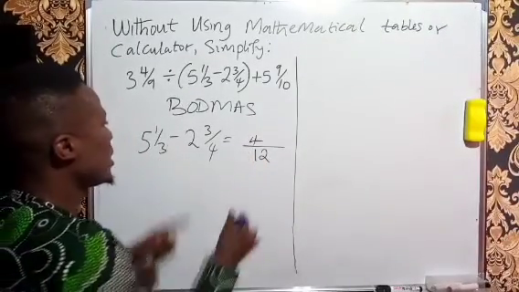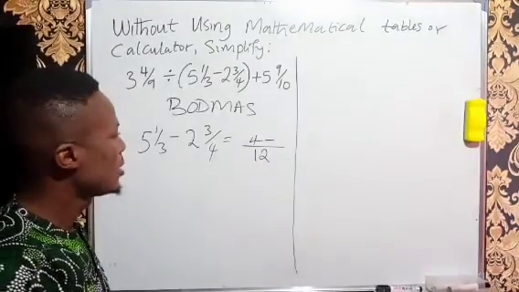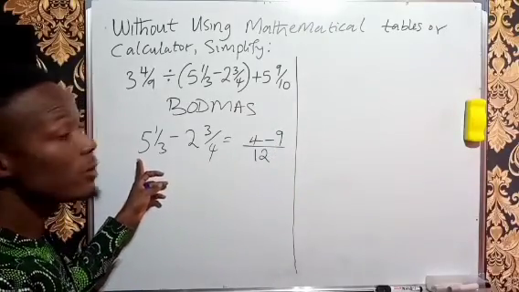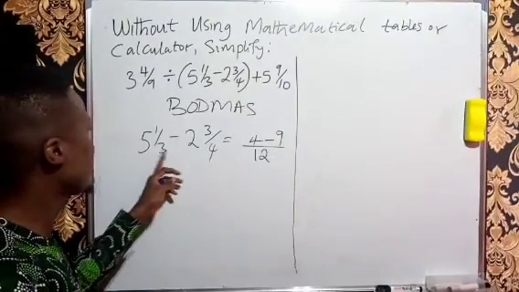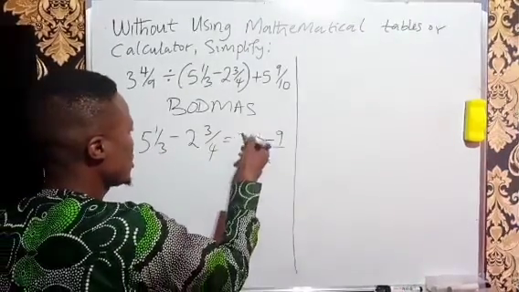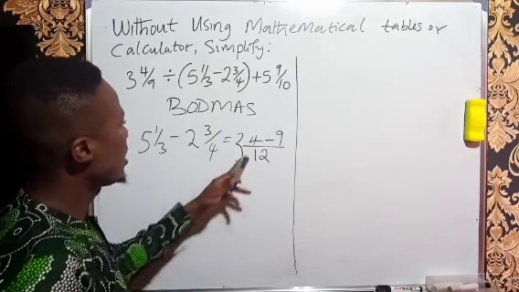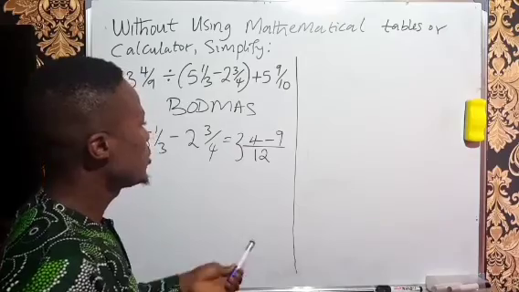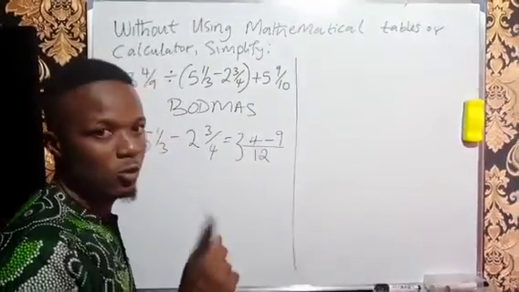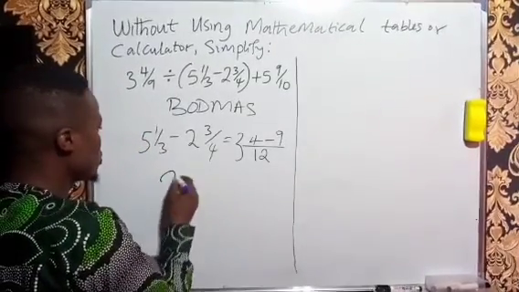The operation here is minus. 12 divided by 4 is 3, and 3 times 3 is 9. Of course, we have whole numbers here, 5 and 2. So 5 whole number minus 2 whole number gives us 3 whole numbers. But unfortunately here we are having 4 minus 9, and you know that we cannot take away 9 from 4. Because of that, we have to borrow 1. When we borrow 1, our whole number, which is 3, will now reduce to 2.